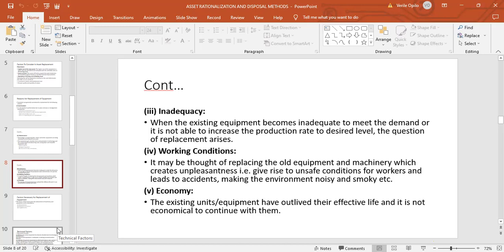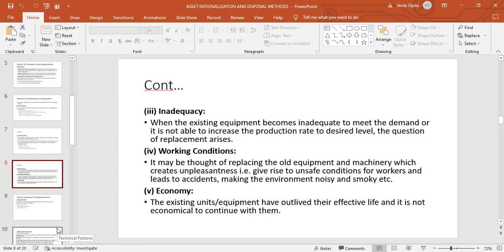So maybe you've looked at this machine and its capacity, and you've realized that if everything is working smoothly, the machine should be able to produce a certain number of units within an hour. Maybe it should be able to produce 10 units within an hour, and it's only able to produce 2 or 3 units within that hour. In this case, you'll realize that this machine is actually inadequate. It is not capable of producing the desired level of units, or the production rate is so low.